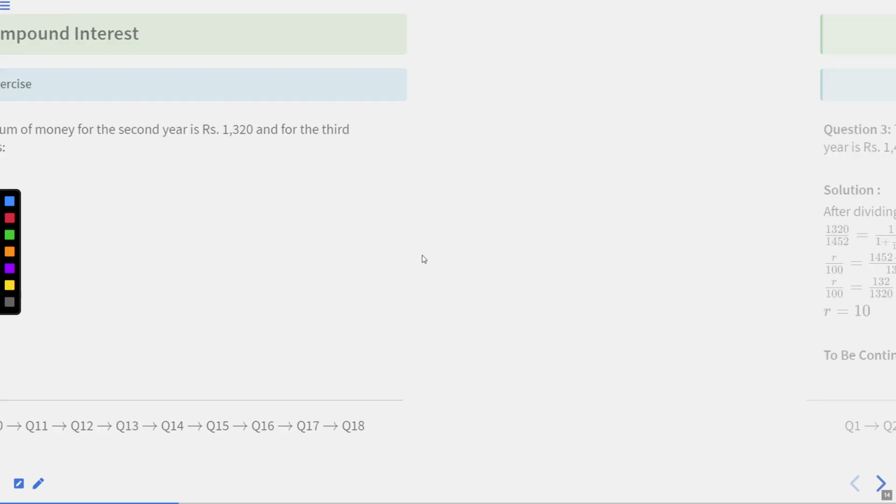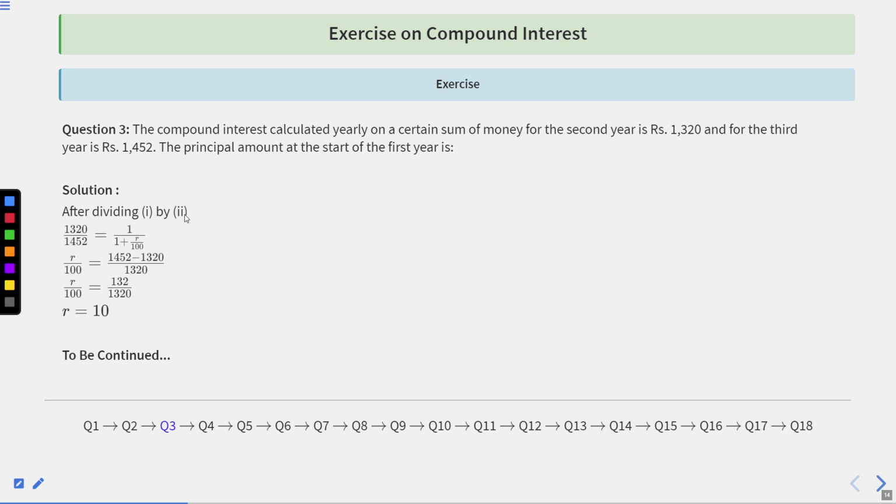So after dividing 1 by 2, 1320 upon 1452 is equal to 1 upon (1 plus R upon 100). So R upon 100 is equal to (1452 minus 1320) upon 1320. So R upon 100 is equal to 132 upon 1320. So R is equal to 10.